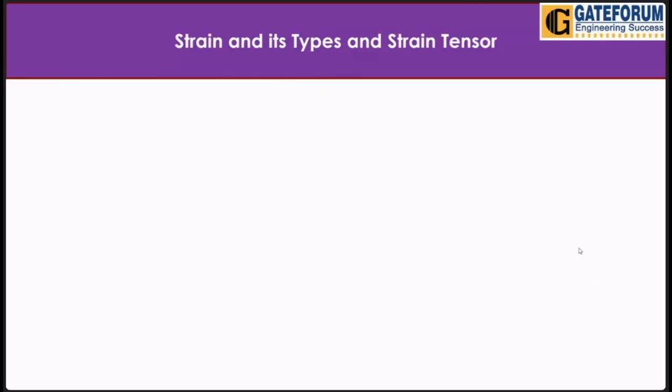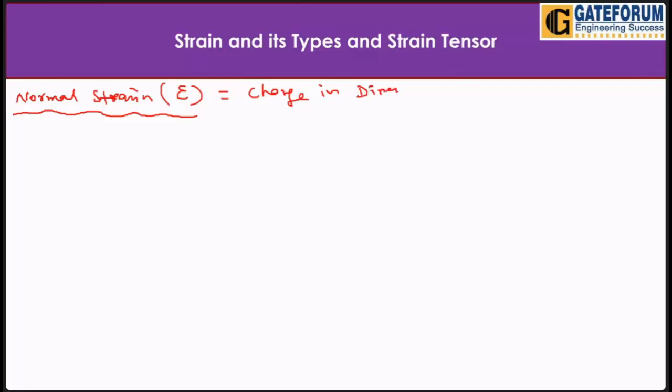Strain and its type. So basically, we are going for normal and shear strain. Here I am writing normal and shear strain. Normal strain, epsilon. So what is normal strain? Basically, change in dimension to original dimension.